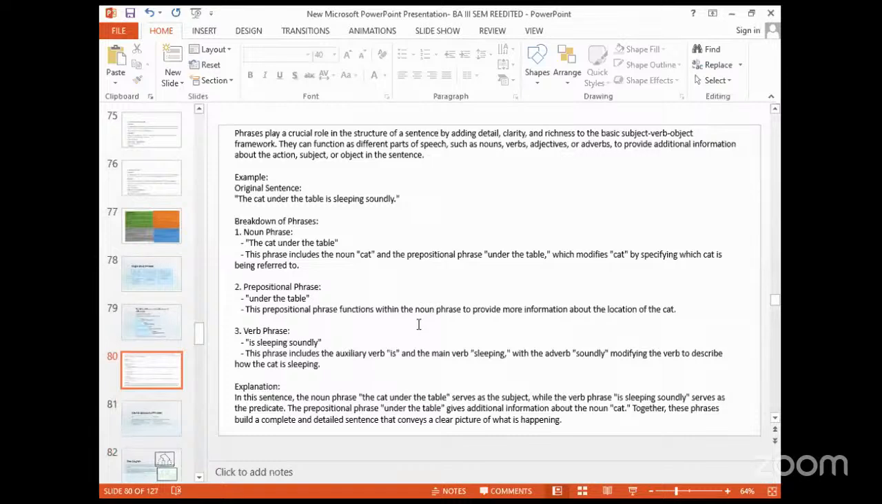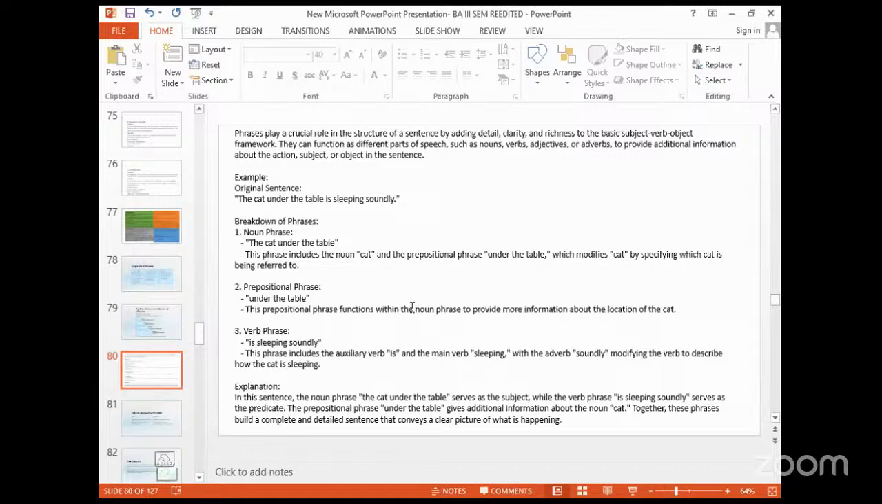Like, for example, we have the original sentence: the cat under the table is sleeping soundly. So let us quickly break down these phrases. One is the noun phrase, another one is the prepositional phrase, and the third one is the verb phrase. So we have three different types of phrases here. If you look at it, the cat under the table, that's the noun phrase, right? You can simply take it as the cat. This phrase includes the noun cat, and it's also followed by the prepositional phrase under the table, which modifies cat by specifying which cat is being referred to.